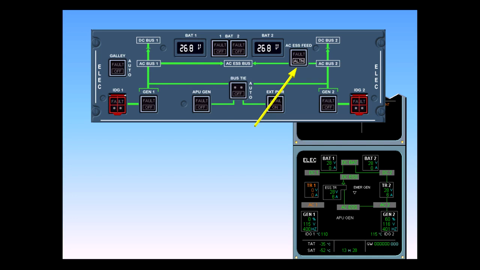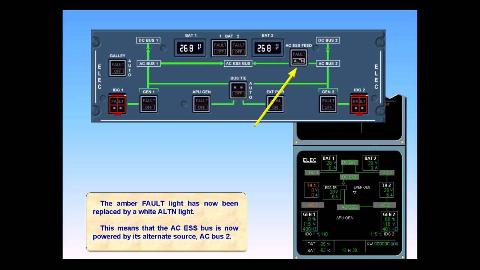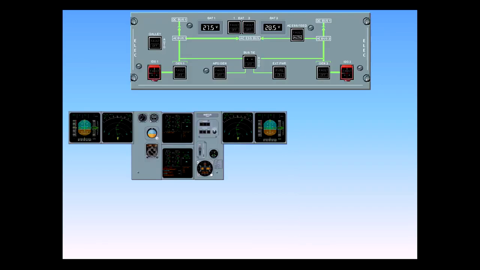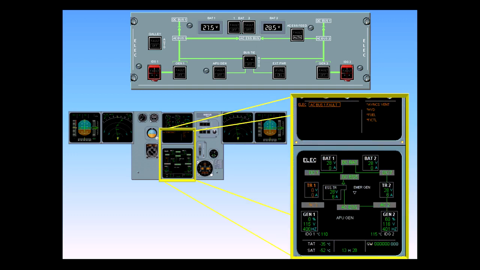This means that the AC Essential Bus is now powered by its alternate source, AC Bus 2. After a few seconds, the captain's PFD and ND and the EWD are recovered. The ECAM electric page is then automatically redisplayed on the lower ECAM.